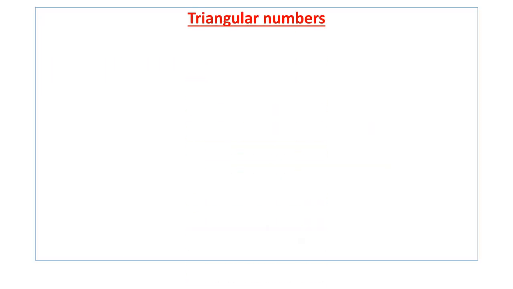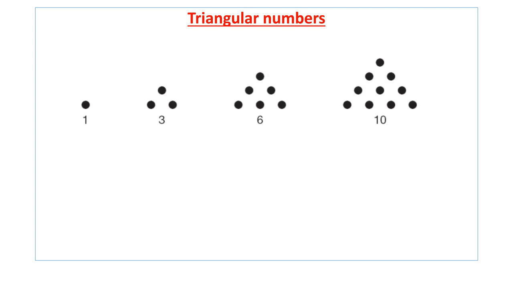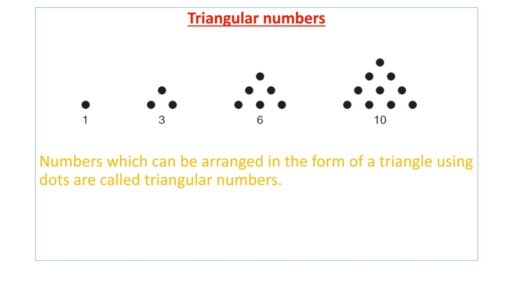Now coming to triangular numbers. Observe these figures. In the first one you see there is a single dot. The second one has 3 dots which are arranged in a triangular manner. In the third one and fourth one, all the dots are also arranged in a triangular shape. Therefore, we define triangular numbers as numbers which can be arranged in the form of a triangle using dots.